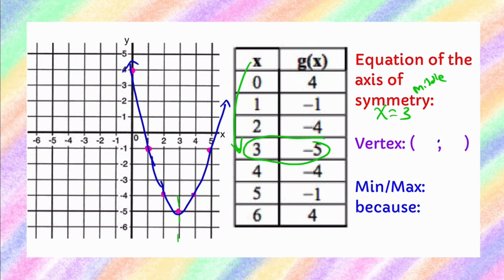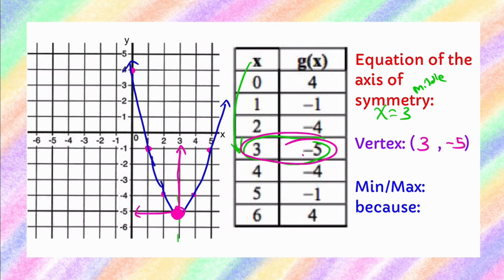My vertex is the point in the middle. The x value is 3. The y value is -5. So the vertex is just that point in the middle. 3, -5.